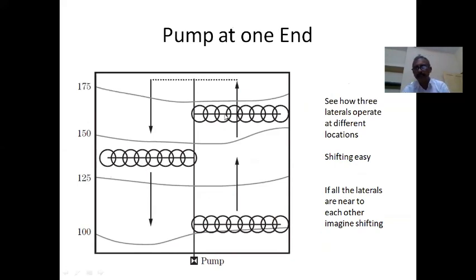Operation becomes easy. Especially shifting becomes very easy. Let us assume that all three laterals are simultaneously operated here. Then after the irrigation at this place is over, one has to shift the laterals to the adjoining place. The first lateral will move one lateral spacing, the next lateral will have to move two lateral spacings, and the third lateral has to be moved three lateral spacings. So this becomes a little difficult.